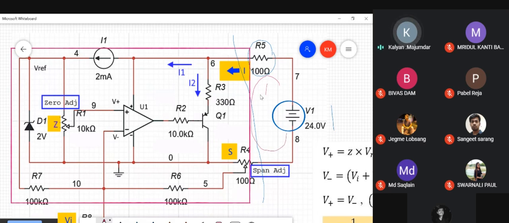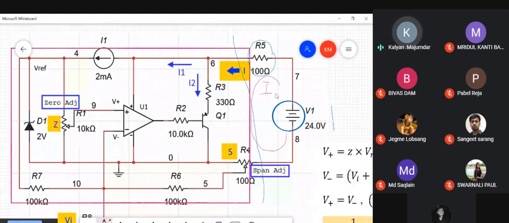So this is the output of the circuit. This loop current is the output of the circuit, and this loop current is determined depending upon the input voltage. So the input voltage is converted into a proportional loop current. So the name V2I converter. Why 2-wire? Because the circuit does not have separate power supply terminals.